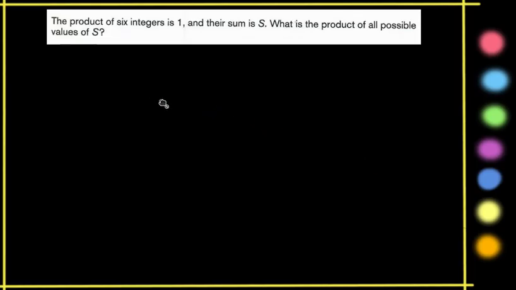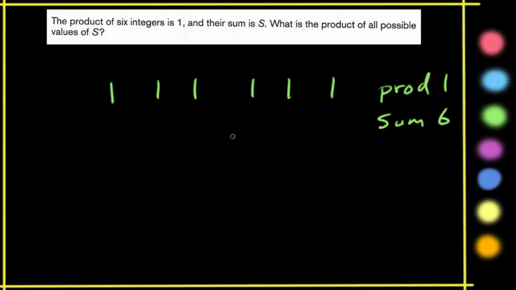Okay, let's take a look at the next one. This one says the product of 6 integers is 1, and their sum is s. What is the product of all possible values of s? Okay, so the most obvious way to get the product of 6 integers to be 1 is to have all the integers be 1, right? 1, 1, 1, 1, 1, and 1. If we multiply them all together, the product is going to be 1, and the sum is going to be 6. Is there any other way to get 6 integers multiplying to give you 1?